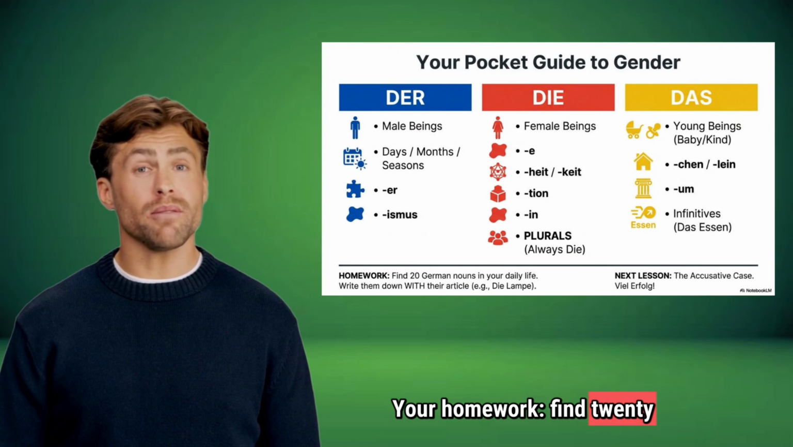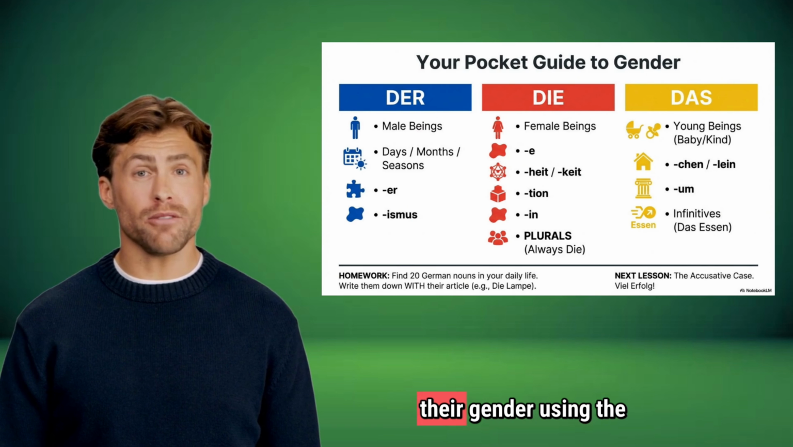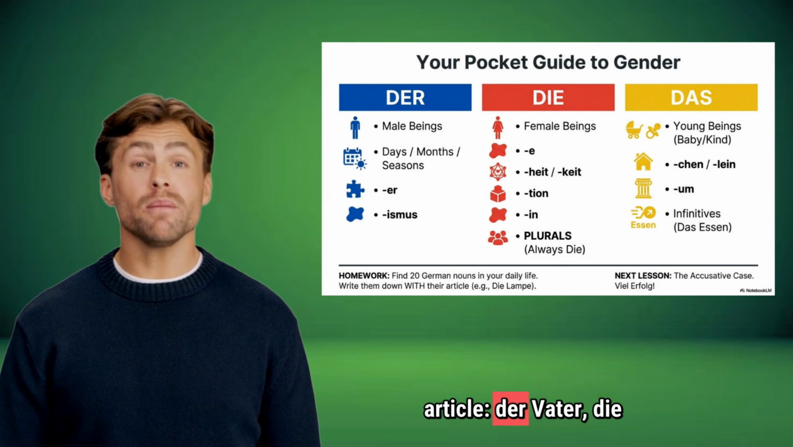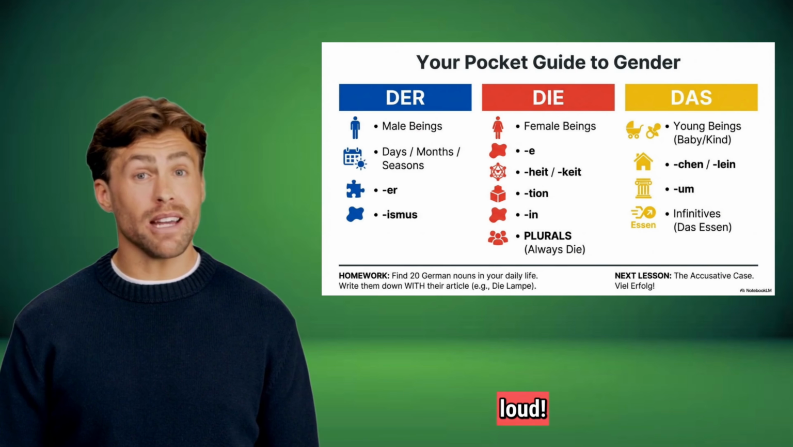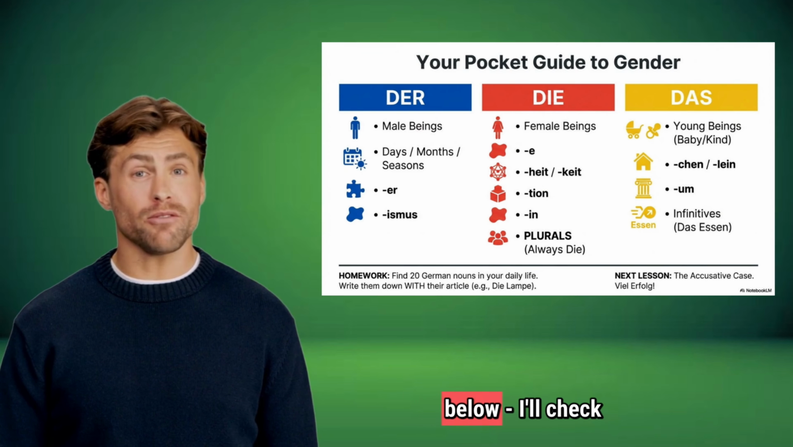Your homework: find 20 German nouns and identify their gender using the patterns we learned. Write them with their article. Der Vater, die Lampe, das Kind. Practice saying them out loud.